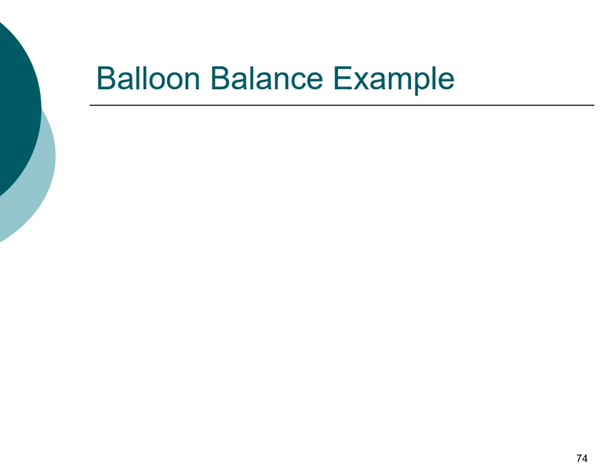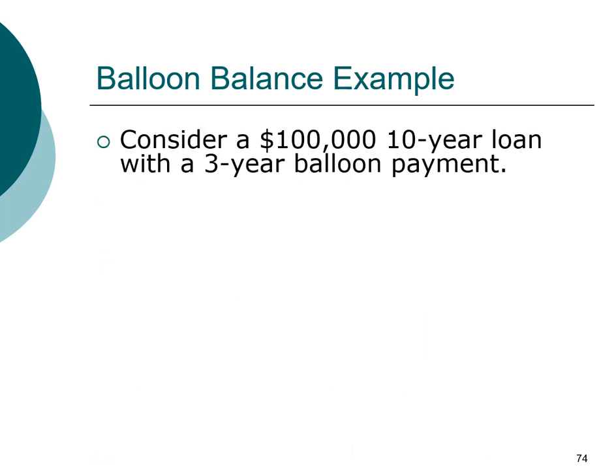Our last example is a mortgage that has a balloon balance. So this is a case where a loan is not fully amortized. Let's say you are given a $100,000 10-year loan with a 3-year balloon payment. Further, let's assume that this loan has monthly payments. So this is a much more complex example, but it's similar to things that we have seen before.